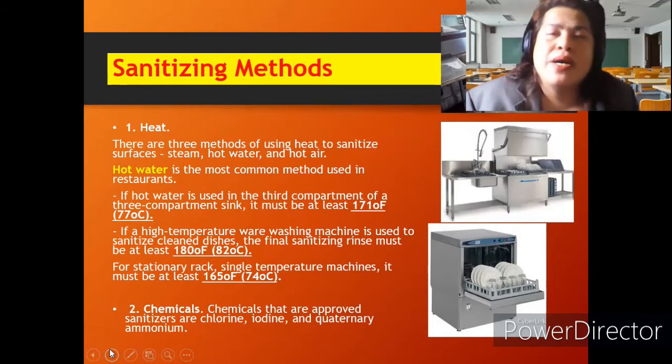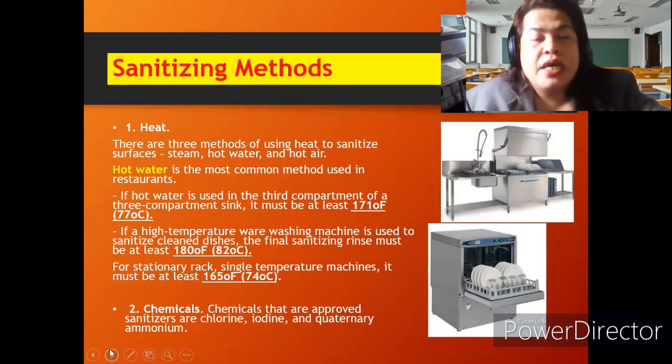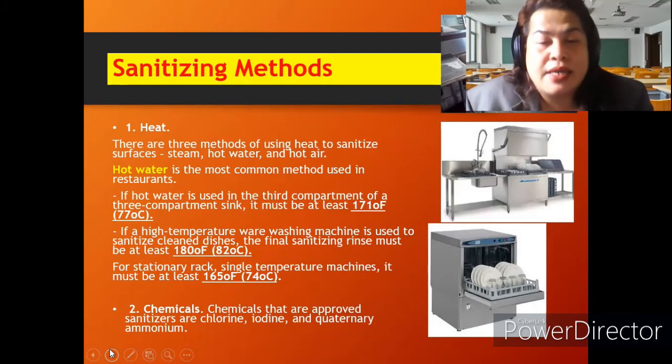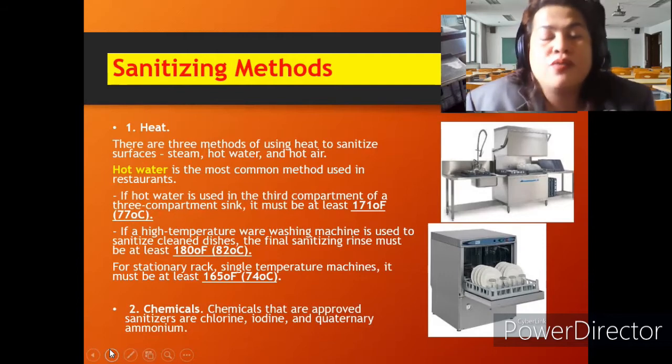Okay? Yung pangalawang sanitizing method natin, we have what we call chemicals. Sabi dyan, approved sanitizers are chlorine, iodine, and quaternary ammonium. So, again po, always remember, ito lang tatlong to yung approved sanitizer for use with food contact surfaces. Okay? Again, ano yung mga yon? We have the chlorine, we have the iodine, and quaternary ammonium or sometimes also known as quats.